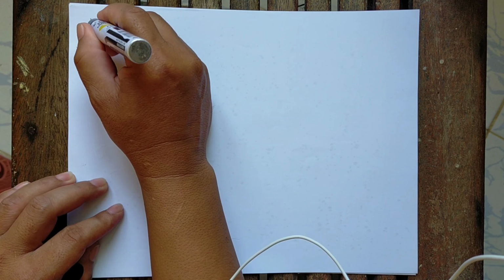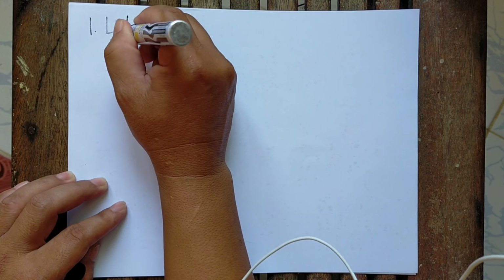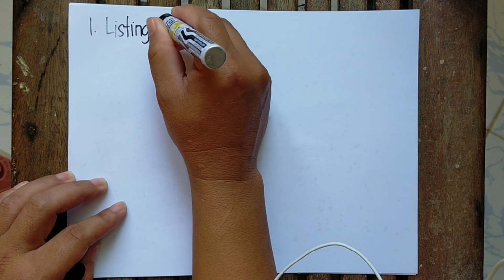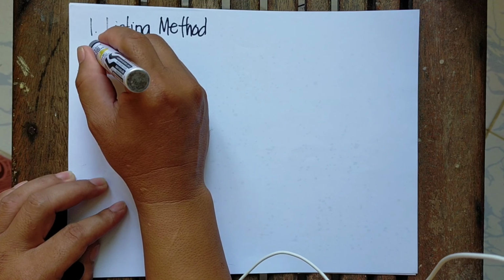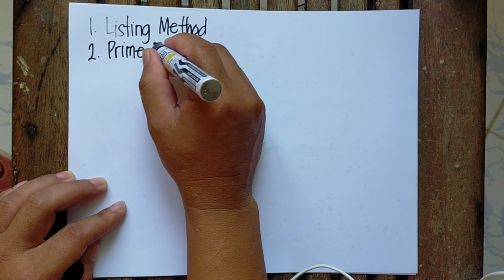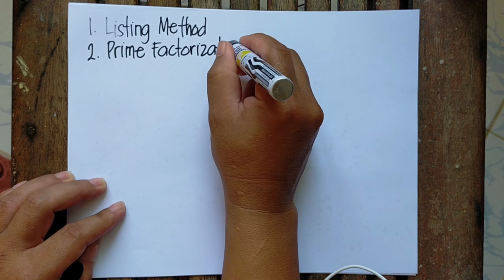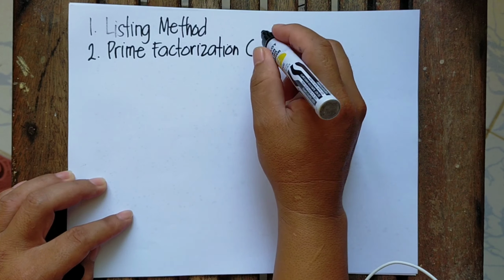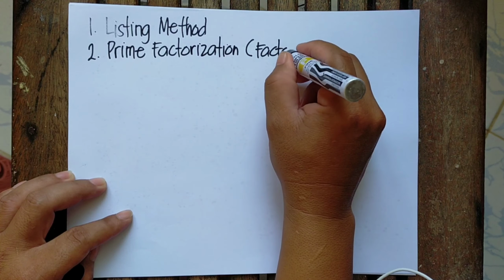So over here, the listing method. The second method is the prime factorization, or the factor tree. So let us start with the listing method.